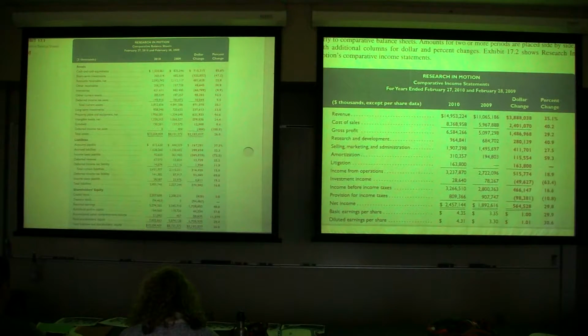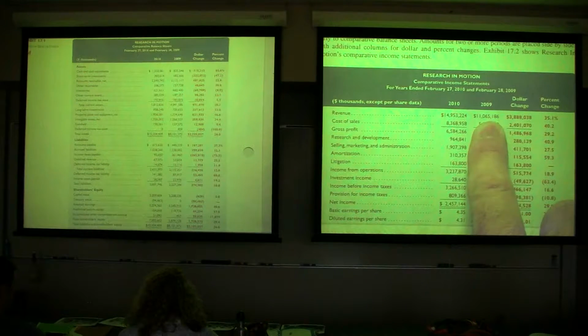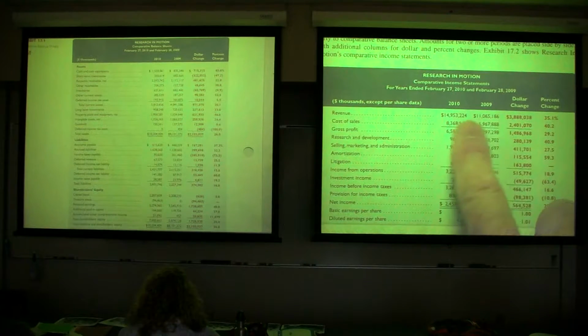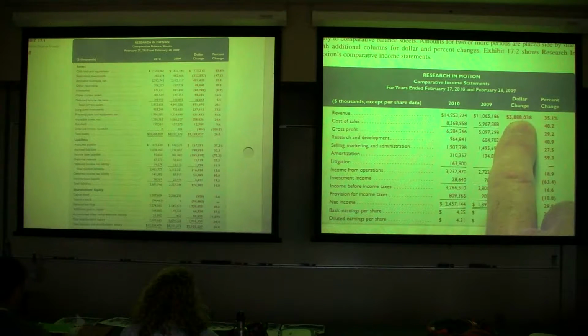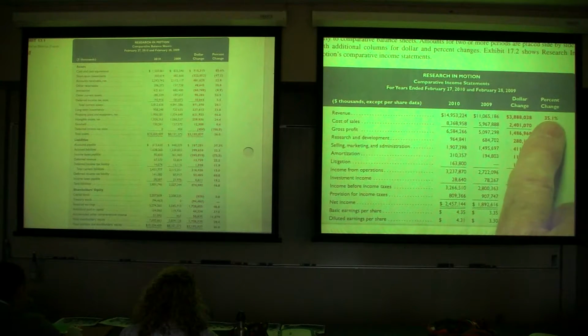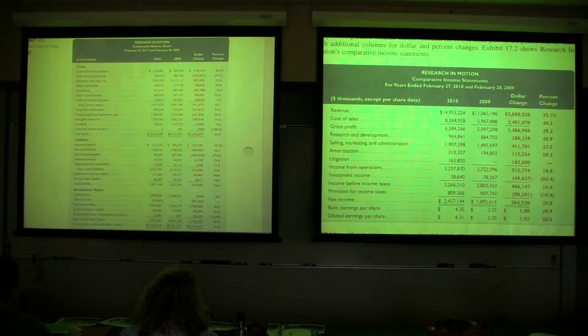It's the same thing with the income statement. Okay, so this was the revenue in 2009, the revenue in 2010. As you can see, it went up. It went up by $3,888,038. Okay, but this over the first year, it was a 35.1% increase of revenue. Okay, does that make sense?